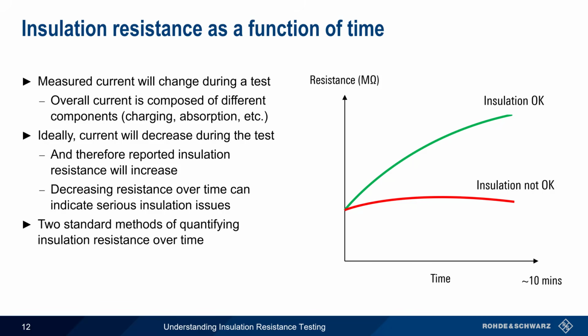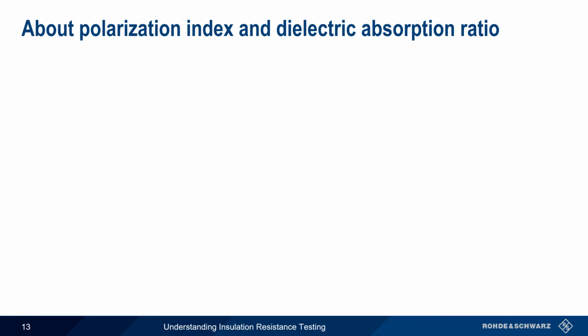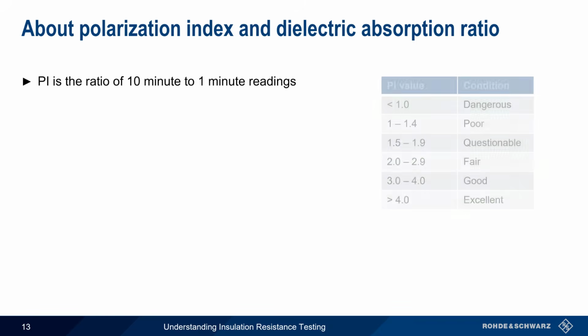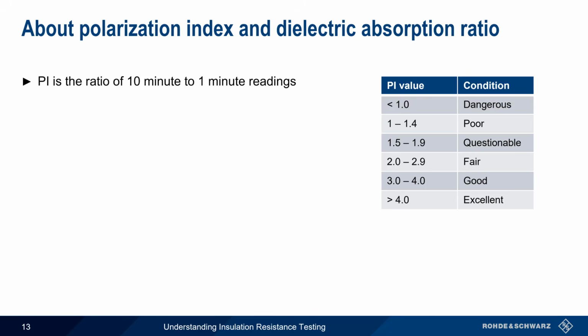There are 2 standard methods for quantifying this change in insulation resistance over time, namely polarization index and dielectric absorption ratio. Let's look at each of these in a bit more detail. Polarization index, or PI, is the ratio of the insulation resistance measured after 10 minutes to the resistance measured after 1 minute.